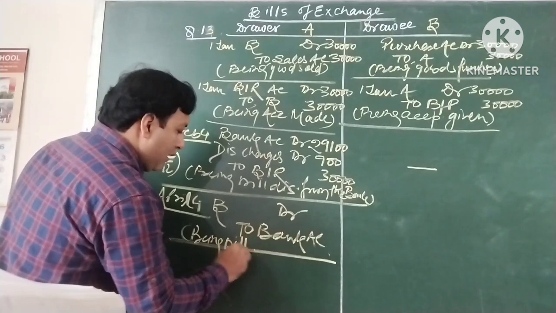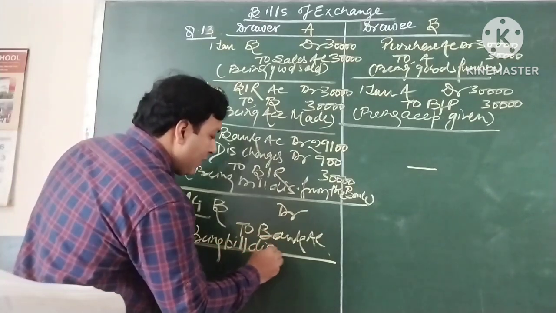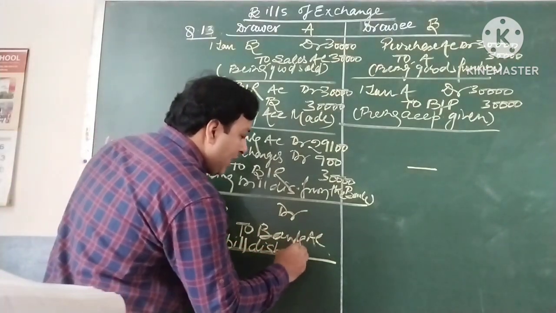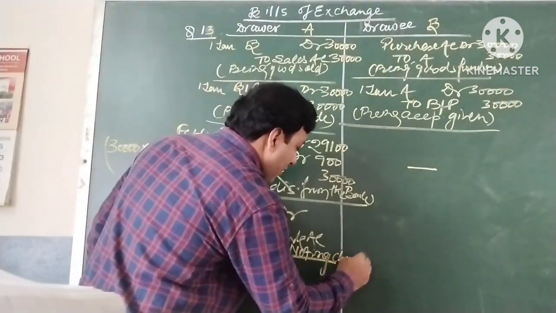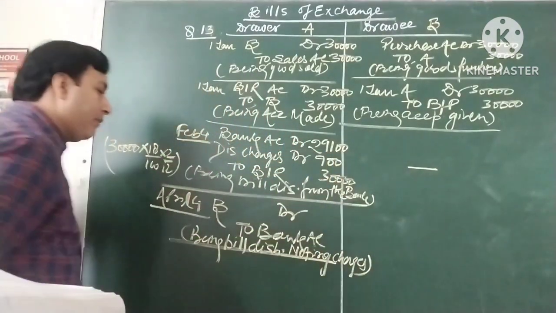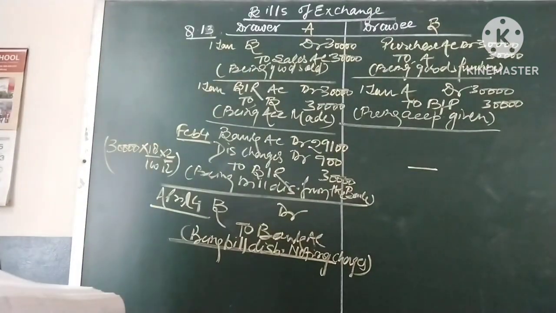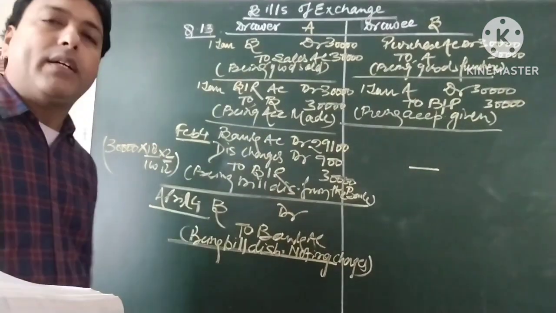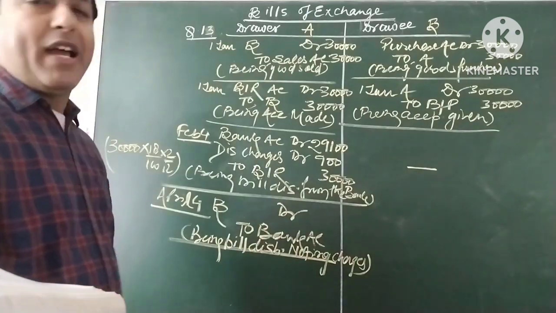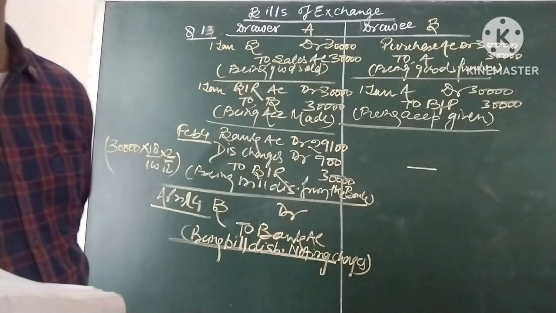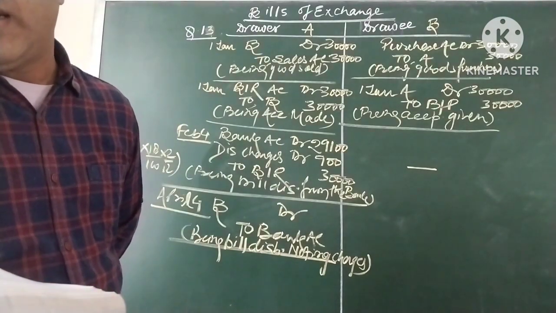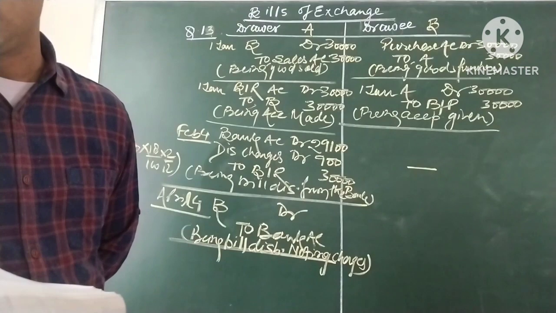Bill dishonored, noting charges paid by the bank. So you have to write being bill dishonored, noting charges paid by the bank. Now see the amount, noting charges. What is the amount given? What is the bill dishonored and noting charges paid?